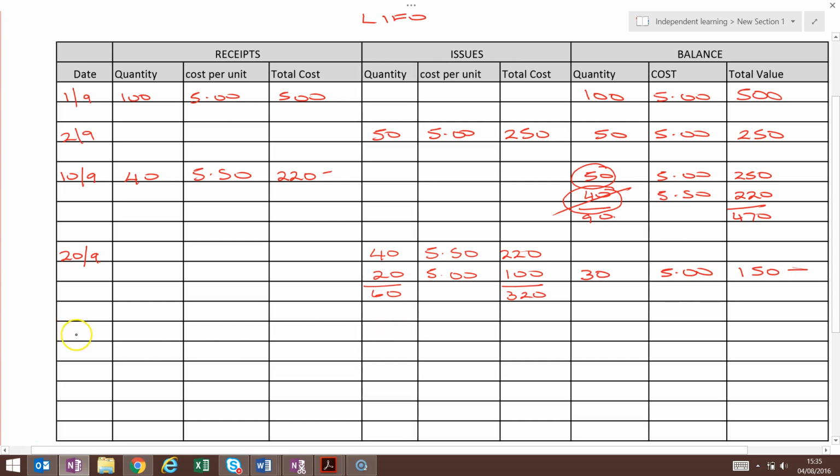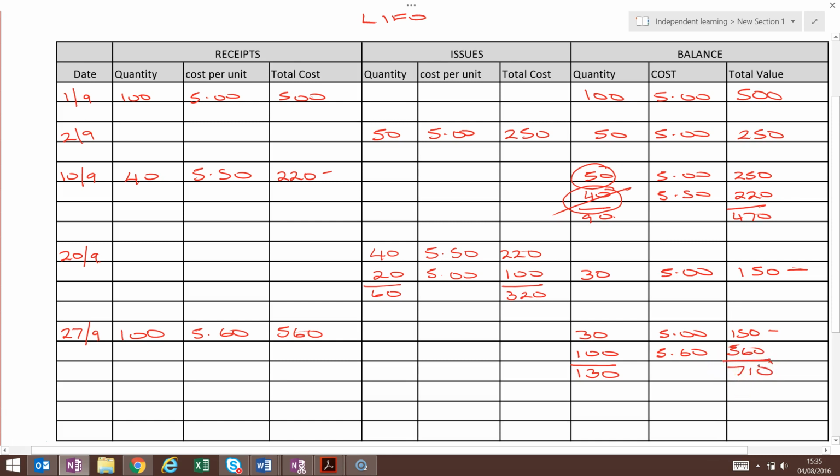And finally, on the 27th of September, there was another receipt, 100 items, £5.60, £560. So over to the balance column. Remember, we write in everything that we have in stock. So we still have 30 units at £5. We've added another 100 at £5.60. So in total, 130 units, £710.